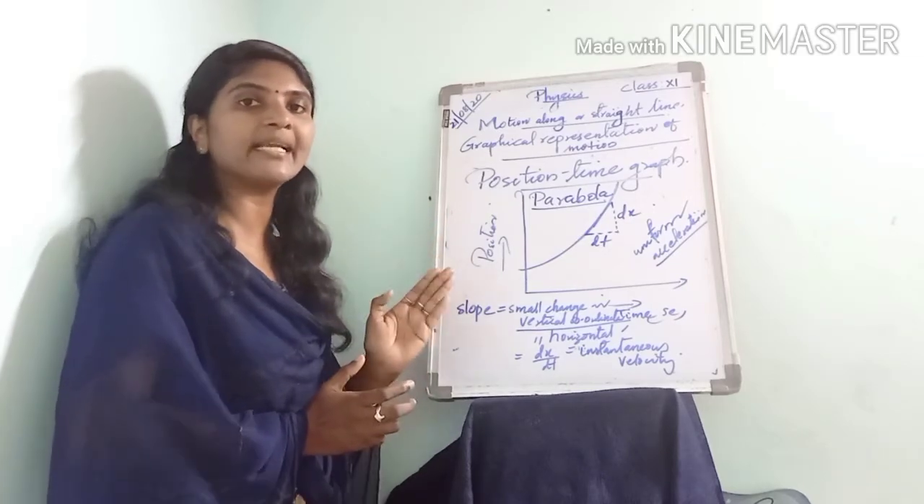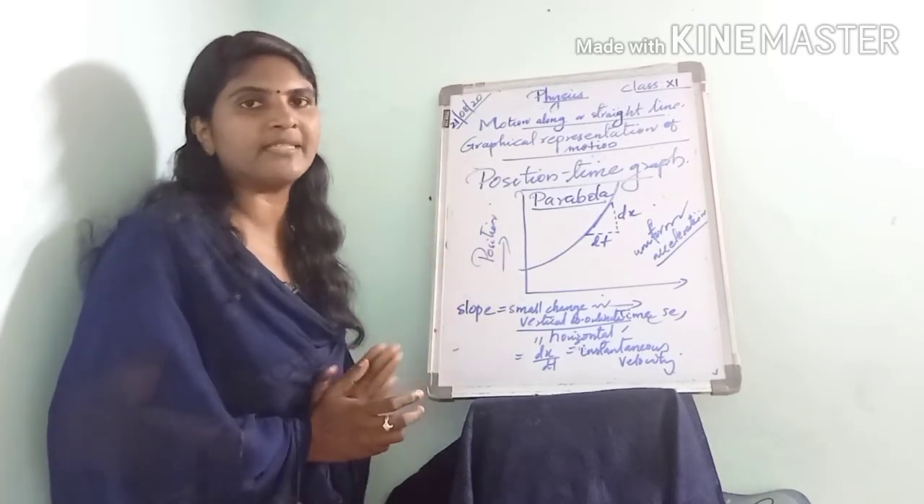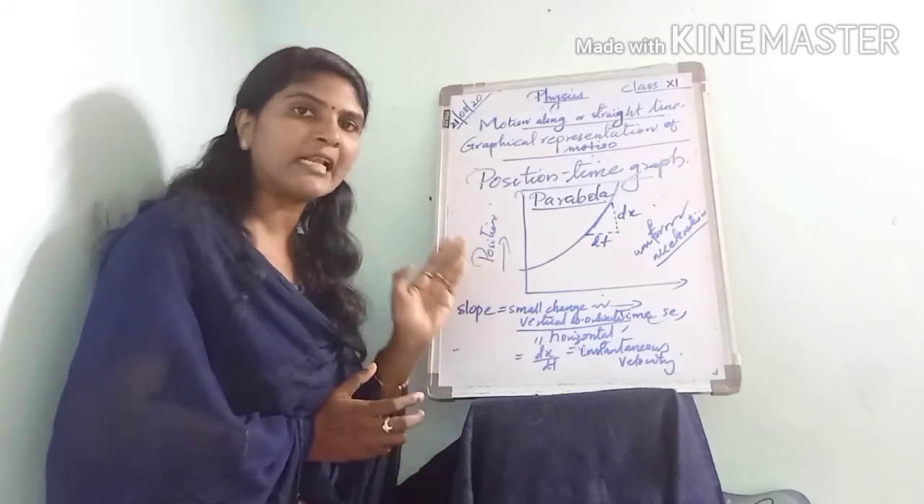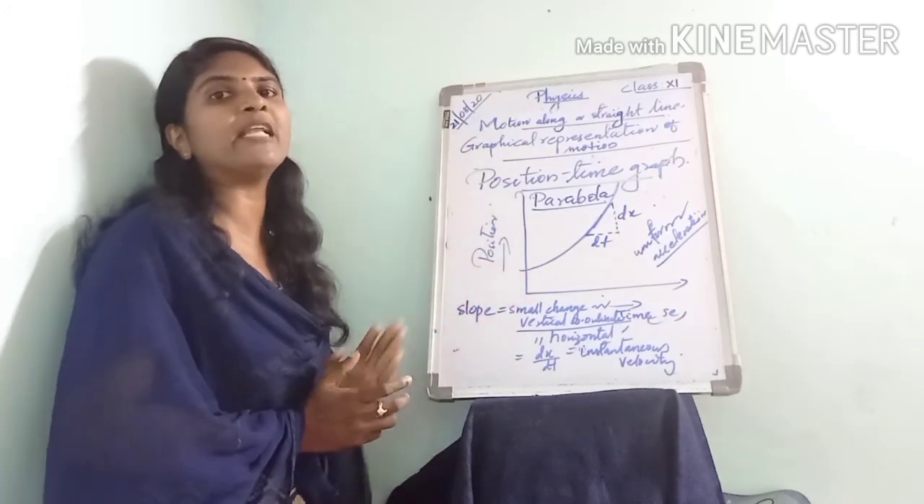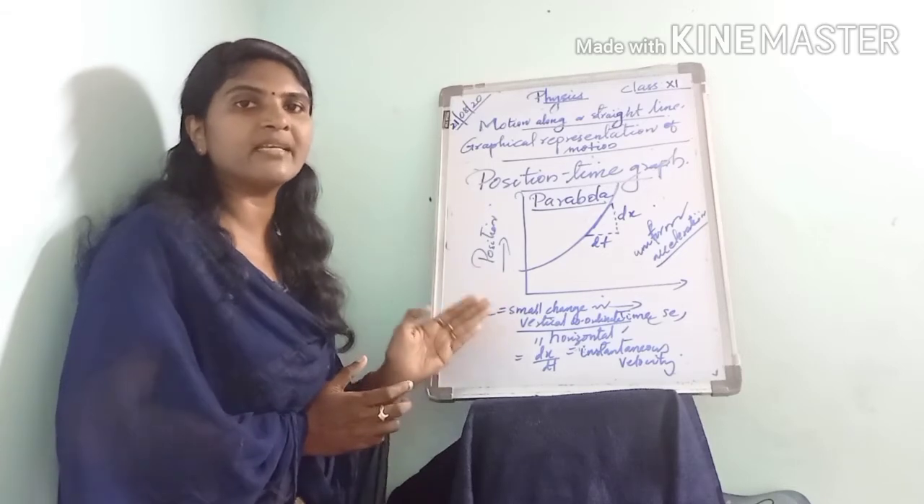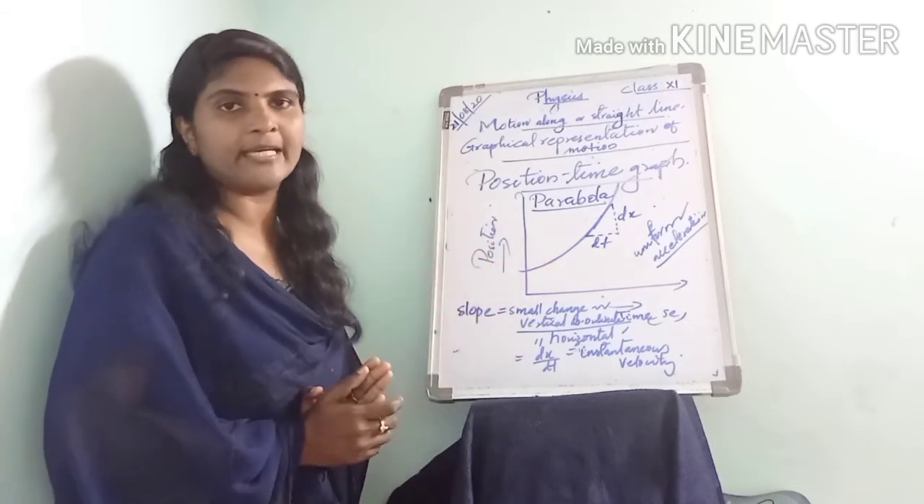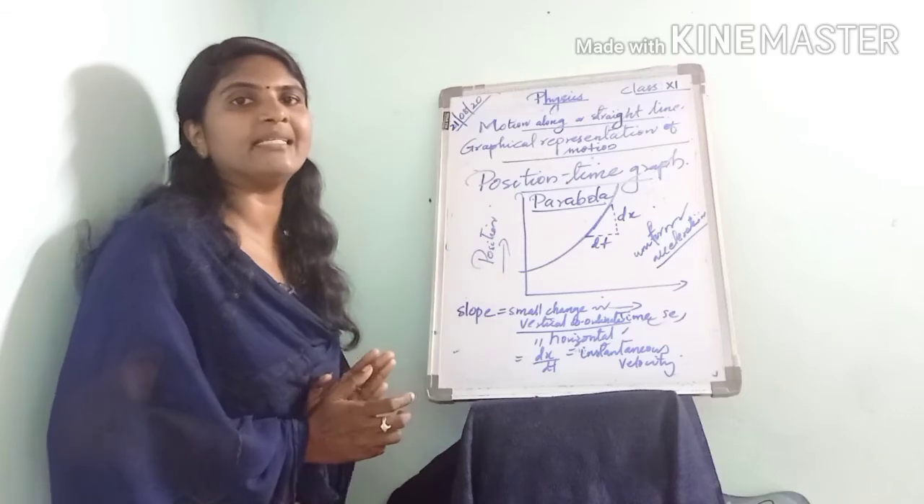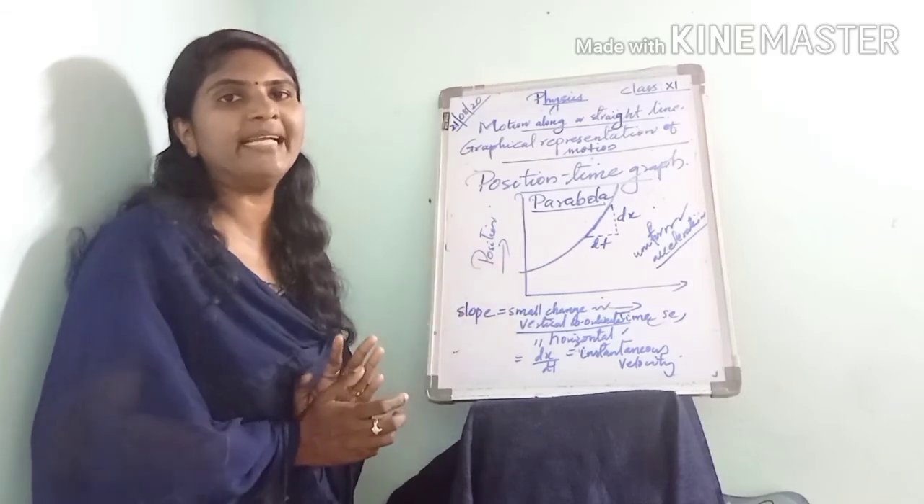The next is instantaneous acceleration. It is the acceleration at a particular instant of time. It is the limiting value of average acceleration when delta t tends to 0. So the limit as delta t tends to 0 of delta v by delta t is equal to dv by dt, the instantaneous acceleration.